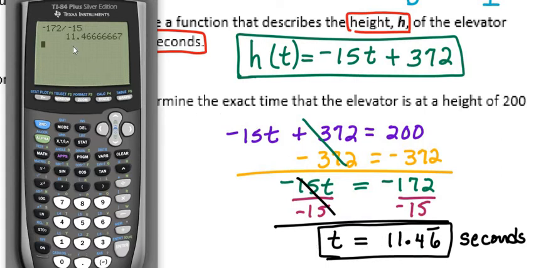Now, when I look at this answer right here, 11.4666, and it keeps on going, and then it ends with a 7, that means that it just ran out of space because the 6's keep on going forever and ever. And the calculator went ahead and rounded it off. You see I put a line over the 6 because that means it just keeps repeating. So for the elevator to reach a height of 200 feet, it took 11.46 seconds.